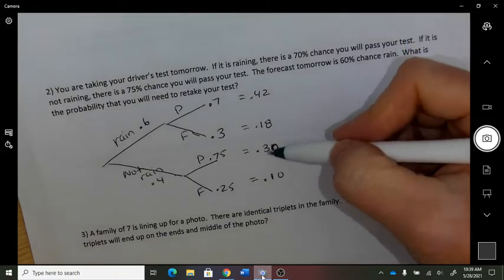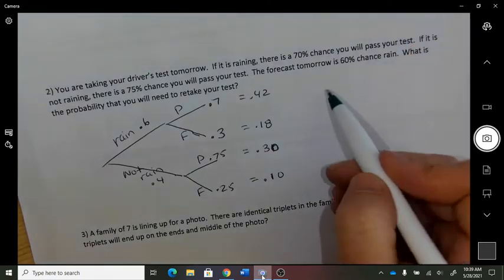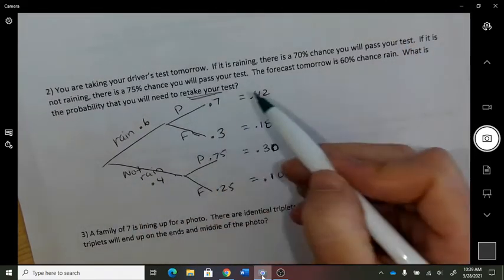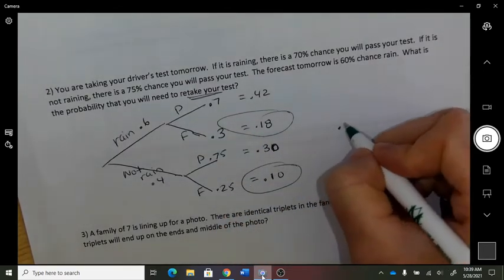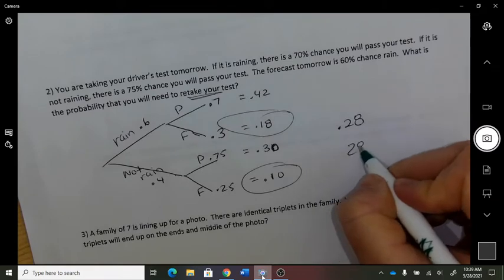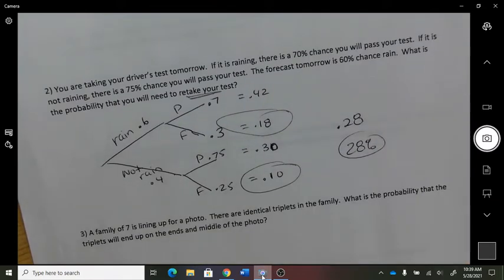Okay, remember that these should all add up to 1 when you're done. What's the probability that you need to retake? So failing, 28% chance that you're going to have to retake it.